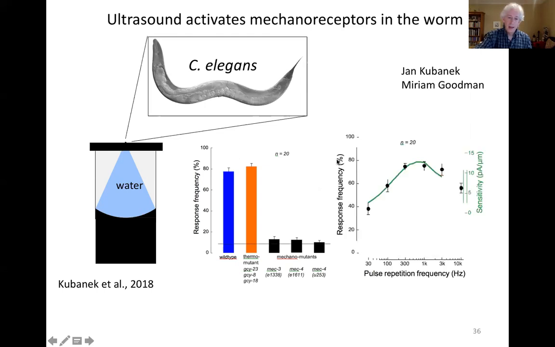So beyond that, as a greater way to really make a match between the stimulation properties and the known biophysical properties of the channel, not just saying that this channel is required, Jan then changed the pulse repetition frequency, because the frequency response of the mechanoreceptors is known. So the green shows a model of the expected frequency response of the mechanoreceptors based on previous experiments stimulating at different frequencies. And then the black dots show the response frequency of the worm. So there's a very good correspondence. So this really does support the idea that the effects are mechanical, acting through the mechanosensitive channels in the worm.